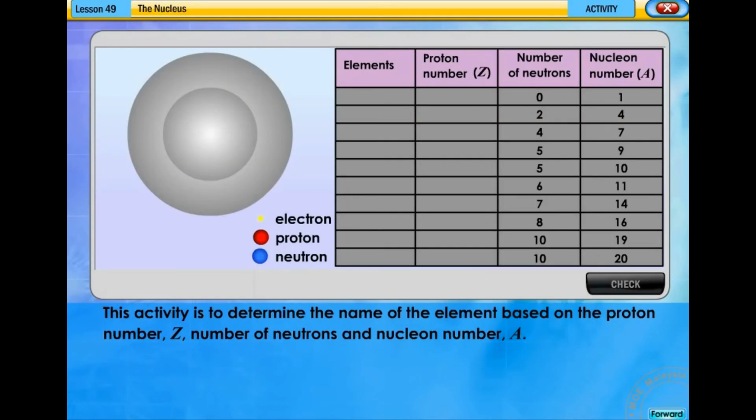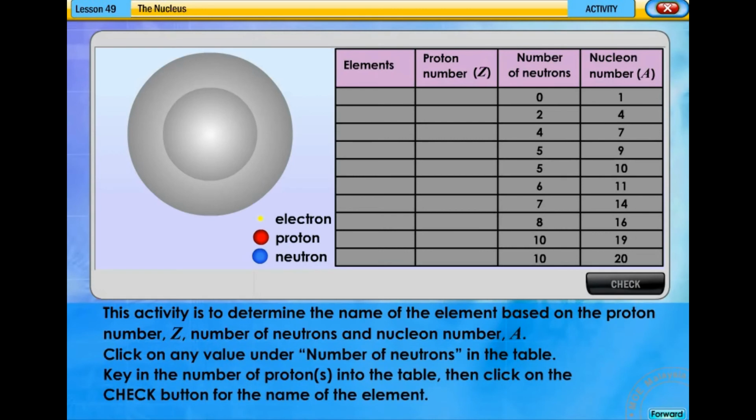This activity is to determine the name of the element based on the proton number Z, number of neutrons, and nucleon number A. Click on any value under Number of Neutrons in the table. Key in the number of protons into the table. Then click on the check button for the name of the element.